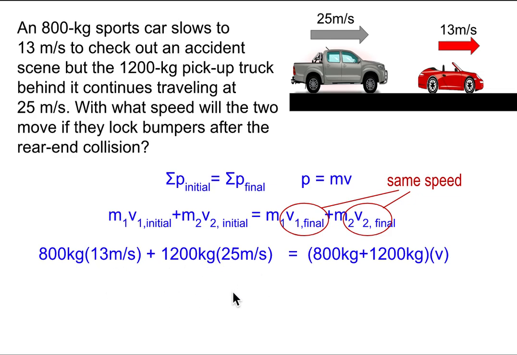So the total momentum is found by adding those two amounts together. And then we would end up dividing by 2,000, which is what 800 plus 1,200 is altogether. And we get 20.2 meters per second. Notice again that I'm done at this point. The question asked for speed, not for velocity, so I don't need to indicate anything about direction.